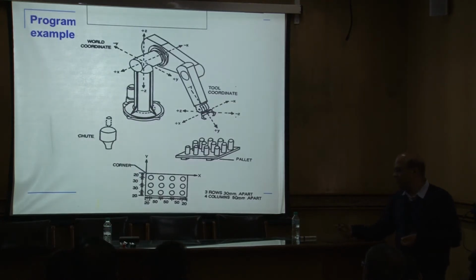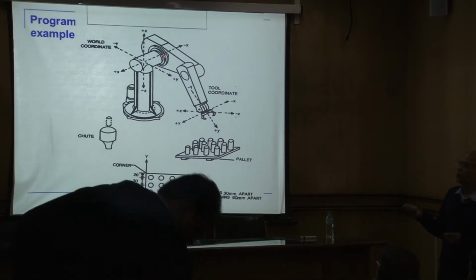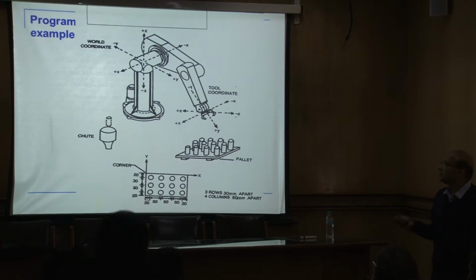So this is a very simple example. This is a Puma robot, the same Puma robot that we have in the lab. It has 6 degrees of freedom. The first degree of freedom is here, called the waist. Then the second is the shoulder. Third is the elbow. The roll, pitch, and yaw are at the wrist.